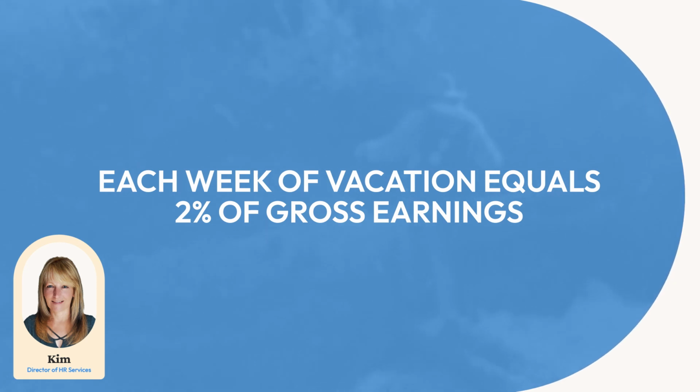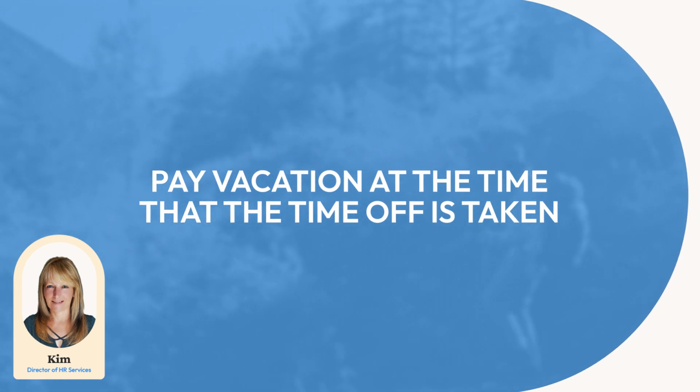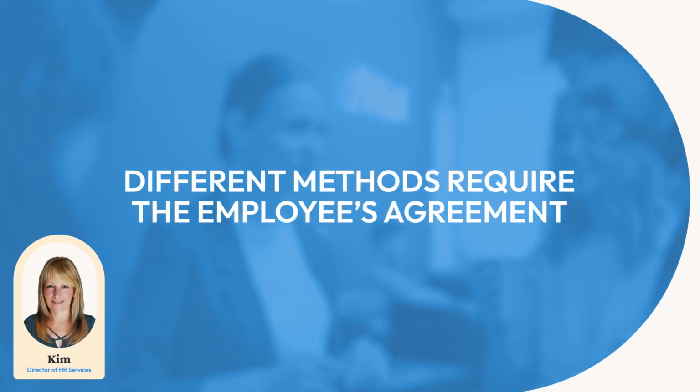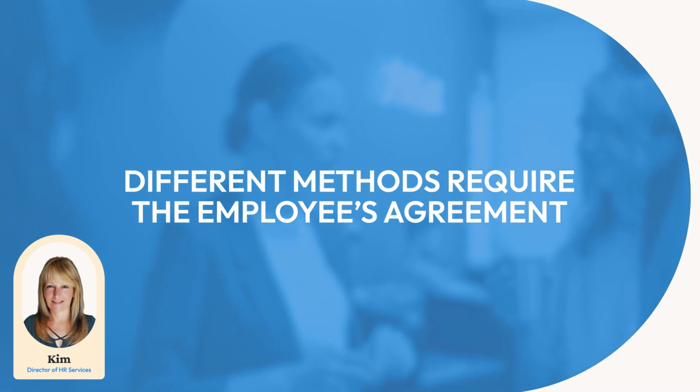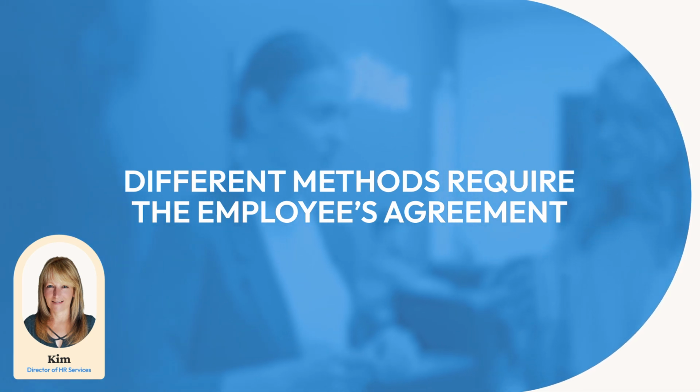Now, when it comes to vacation pay, there are clear requirements on when it is to be paid out. The default obligation is to pay vacation at the time that the time off is actually taken. Another option is to include vacation pay on each paycheck at the appropriate percentage. But to do this, in many provinces, as we mentioned, you do require the employee's agreement. When you are using this method, the hours that the employee is out of office on vacation are then unpaid because they've already received their accrued vacation pay.